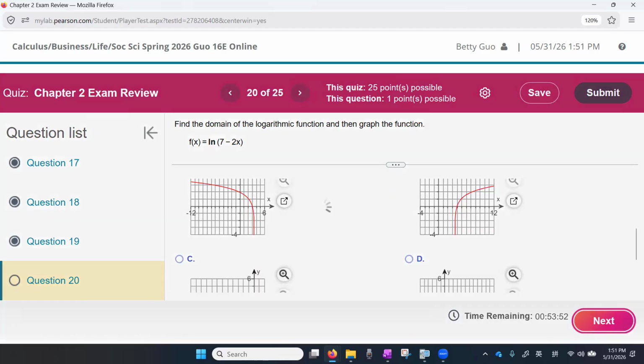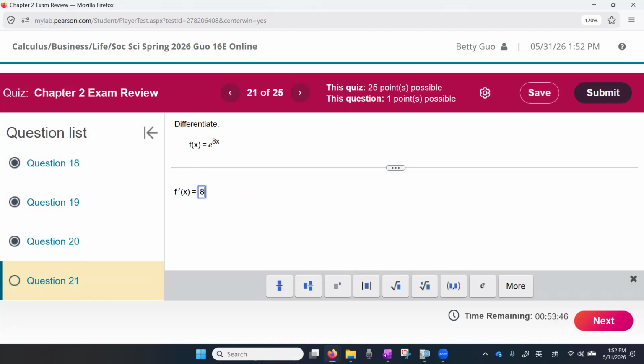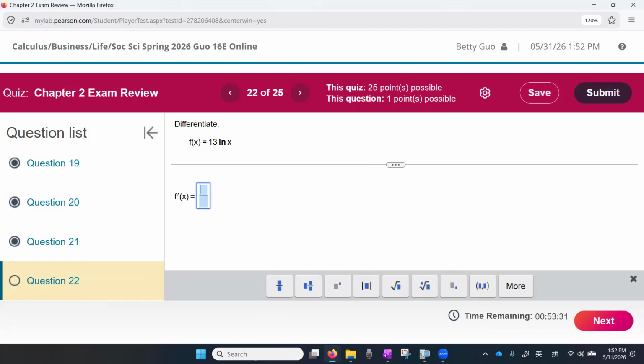Okay, next. Question number 21. Differentiate. This one is simple. Differentiate. This one is also very simple. You should not have any problem processing those problems.